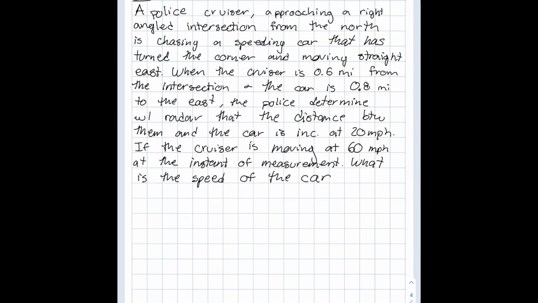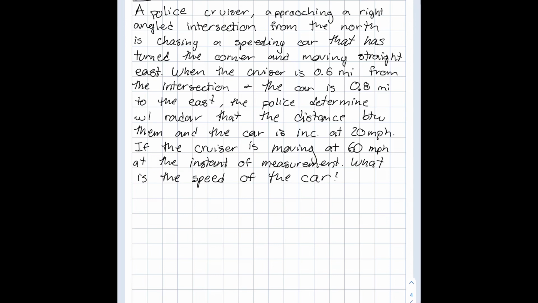So we're given that a police cruiser is approaching a right-angled intersection, like a four-way intersection, from the north, and is chasing a speeding car that has turned the corner and is moving straight east. When the cruiser is 0.6 miles from the intersection, the car is 0.8 miles to the east, and the police determined with radar that the distance between them and the car is increasing at 20 miles per hour. If the cruiser is moving at 60 miles per hour, at that instant, what is the speed of the car?